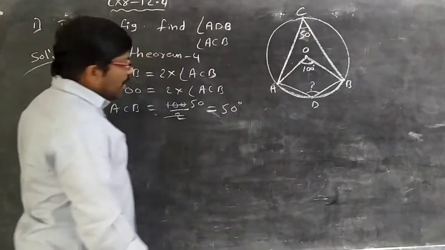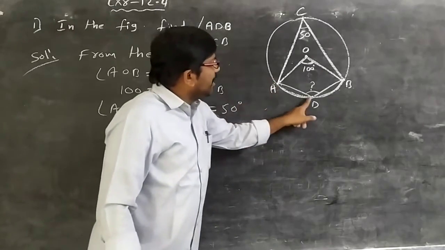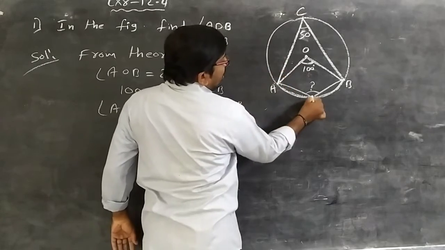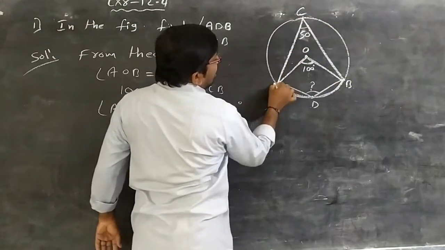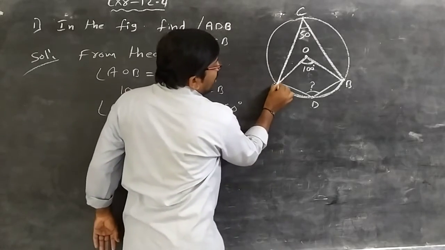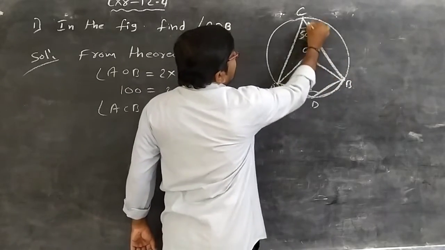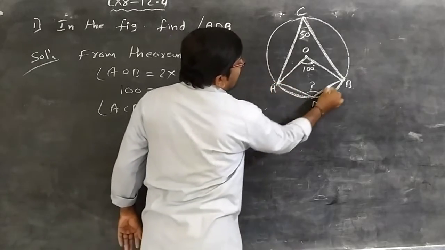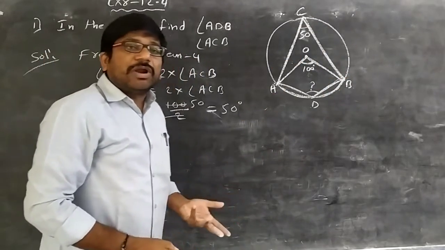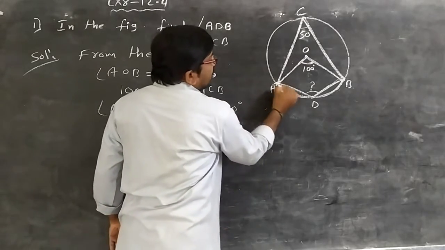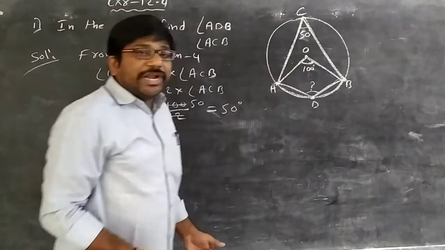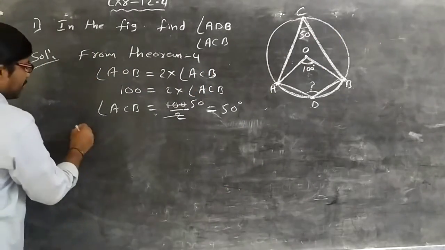Yes. Now we have to find angle ADB. Observe carefully. ADBC is a cyclic quadrilateral. Why do we call it a cyclic quadrilateral? Because its 4 vertices lie on the same circle. So that is a cyclic quadrilateral, right?